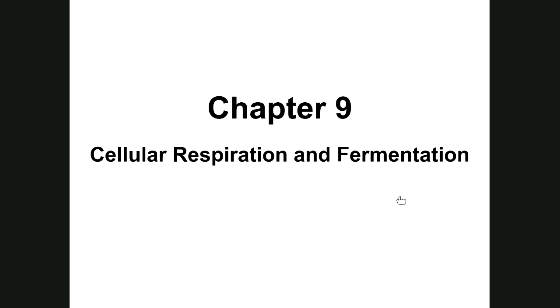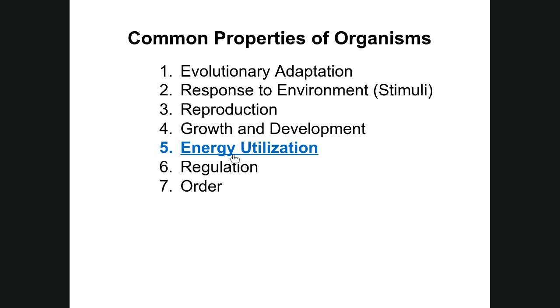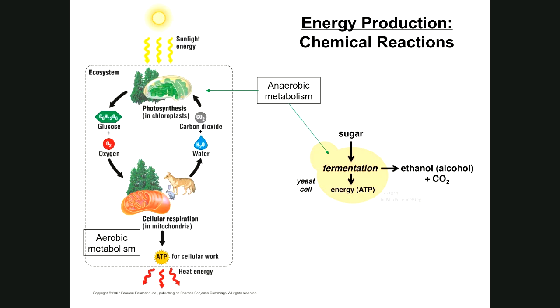All right, so chapter 9. We're here in the 5th of 7 traits we talked about that any organism must possess to be considered a living organism: you must exhibit these 7 common properties. And we're focusing on number 5, energy utilization, for chapters 8 through 10. We talked about last class how there's a total of 3 energy producing processes that fall under number 5, energy utilization: cellular respiration, fermentation, and photosynthesis.